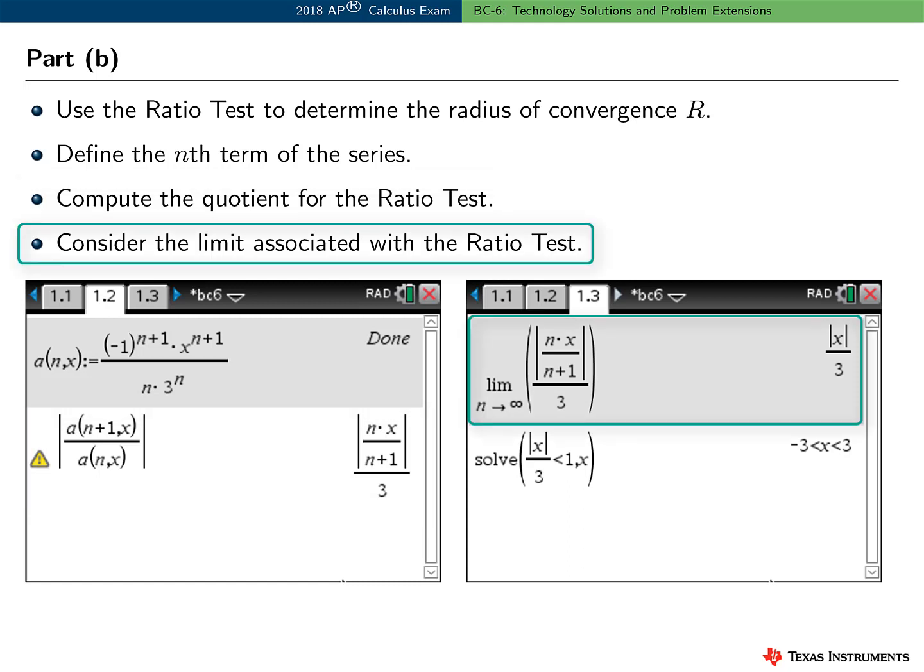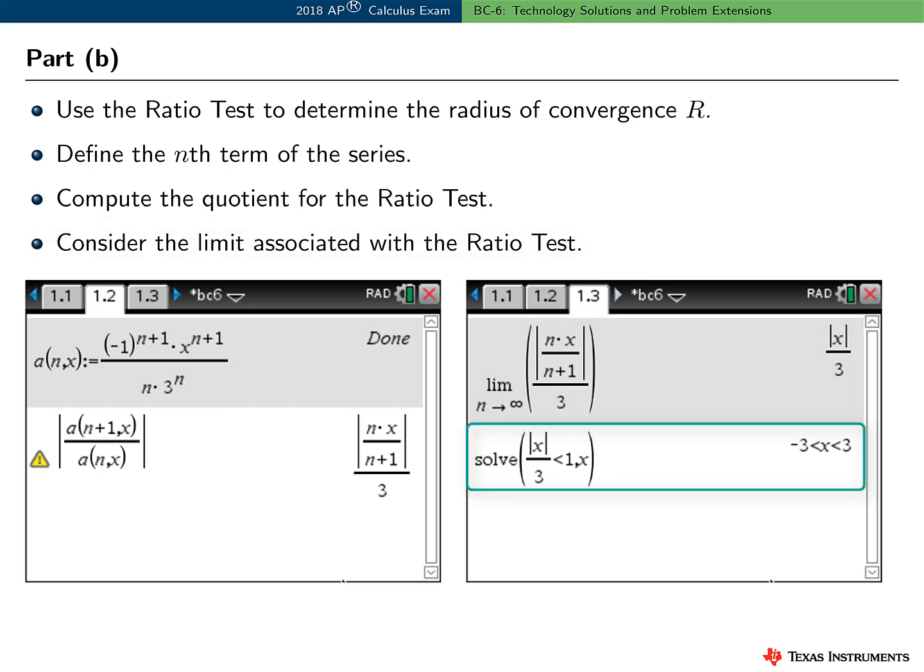Next, I need to evaluate the limit of this ratio. And we know that the series converges when this resulting limit is less than 1. And we can solve this inequality for a more explicit interval. And we can now see that the radius of convergence is r equal 3.